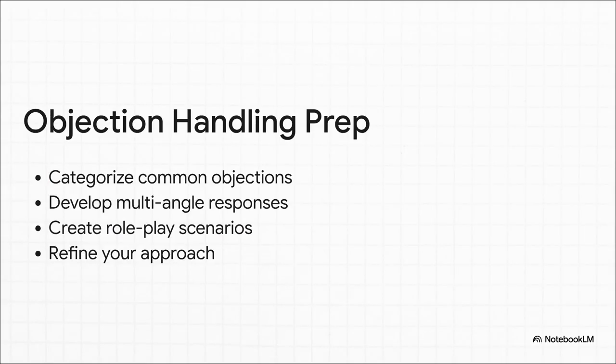And for objection handling, you saw how AI can be an amazing preparation partner. It's like a sparring partner you can use to categorize objections, develop different response strategies, and even run through role-playing scenarios to practice and get better, all in a totally secure, anonymized environment.